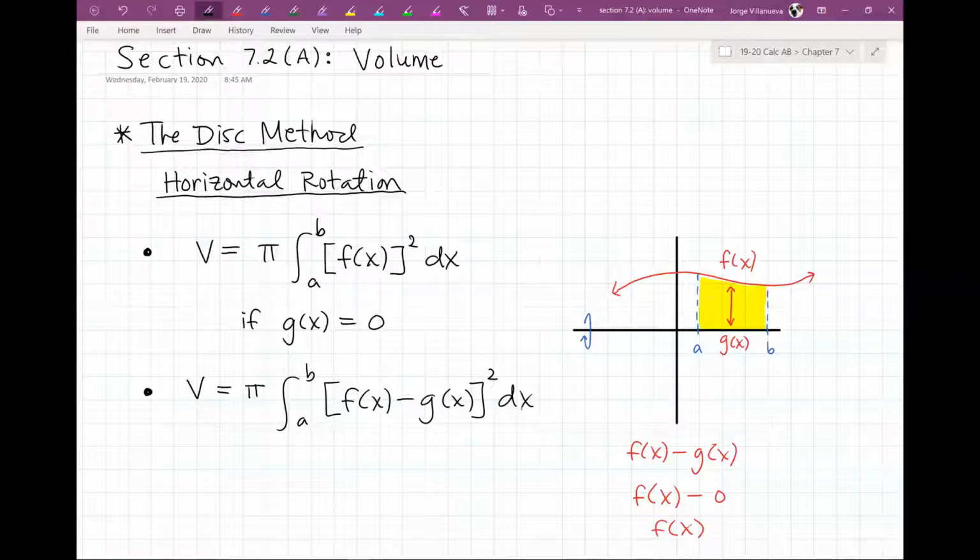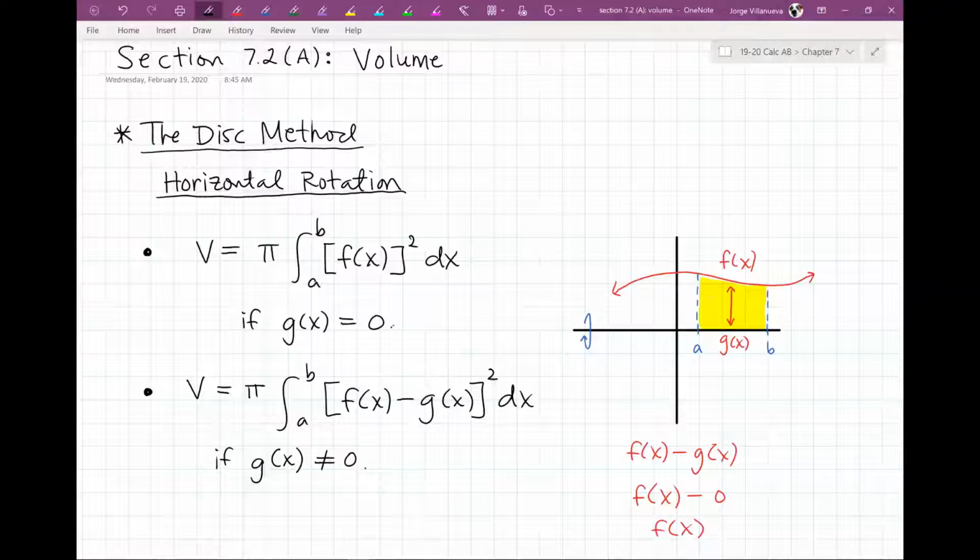And the reason why we say, what if g of x is not equal to 0? And I guess I could put right here, if g of x is not equal to 0. Because it depends on the axis of revolution. If the axis of revolution or the axis of rotation happens to be like a 2 or a -3, well, then you do have to subtract that. You can't just ignore it. You do have to take that into consideration. So that's our disk method.